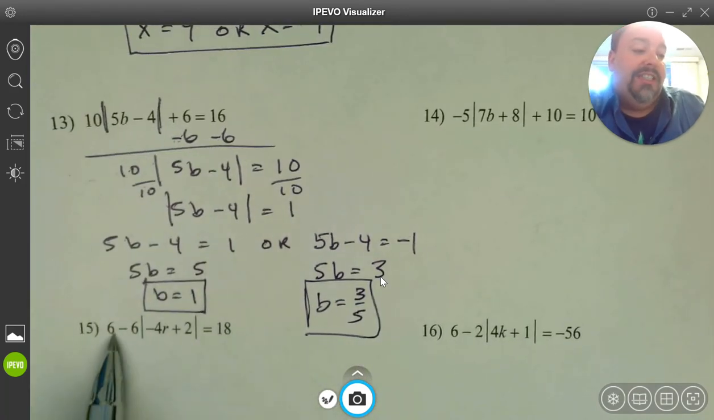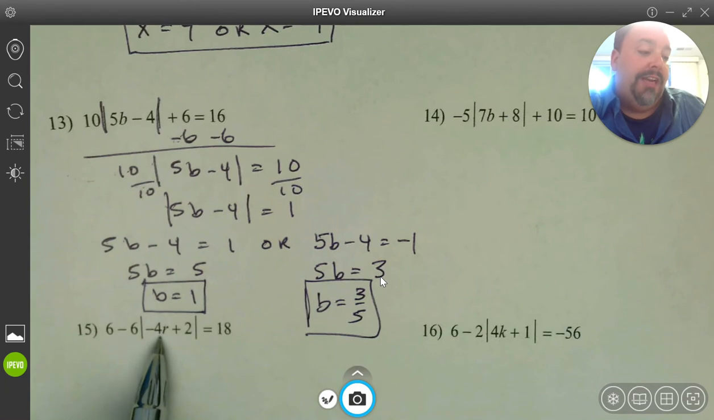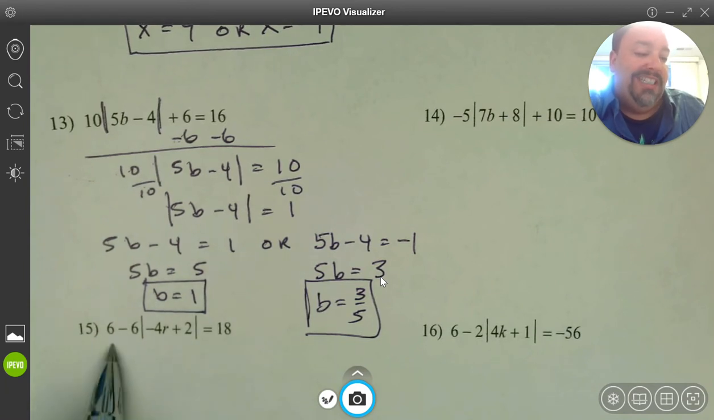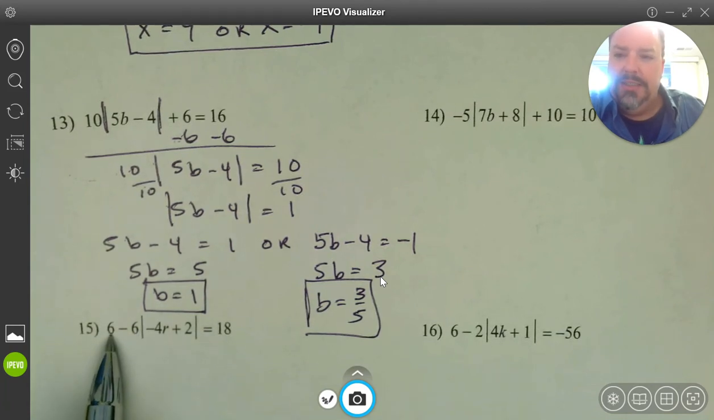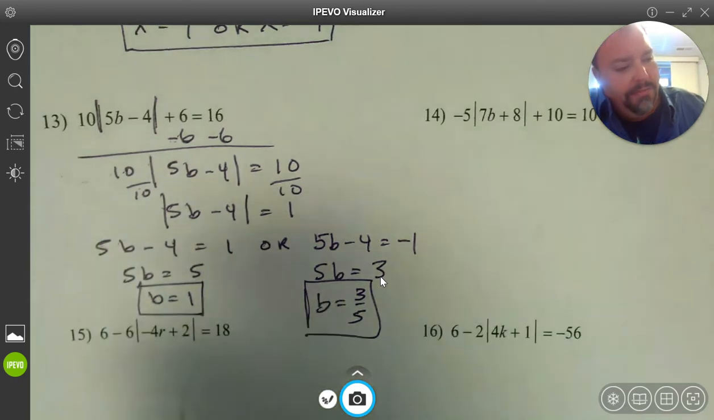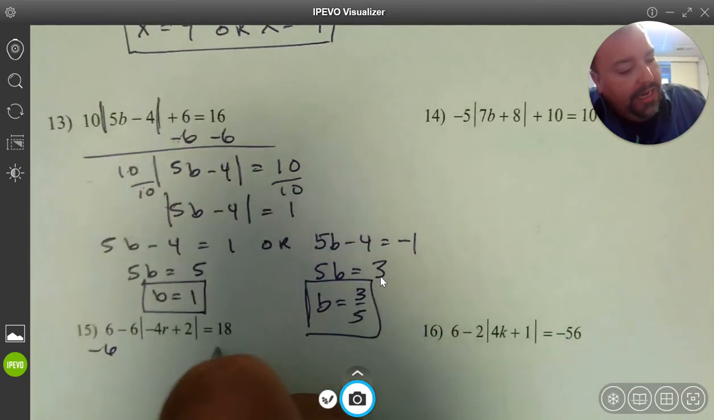15, a little bit tricky. 6 minus 6, absolute value of -4r plus 2 is equal to 18. Now I said when you have numbers out in front, this 6 is being multiplied, but this 6 is being added or subtracted. So we need to get rid of the first 6 here. Subtract 6 from both sides.